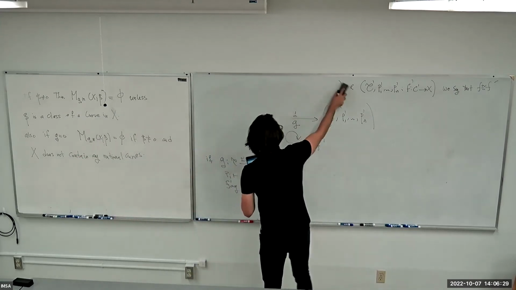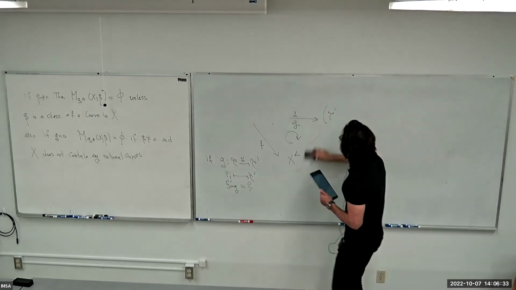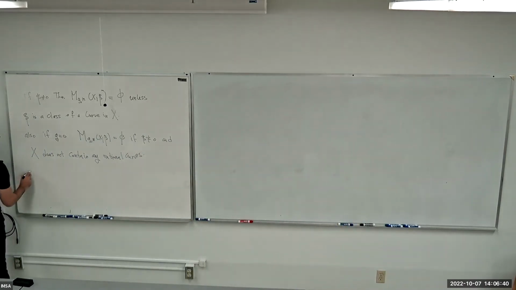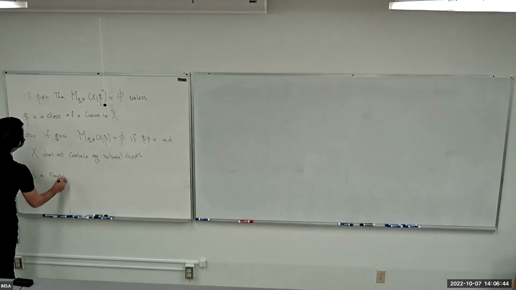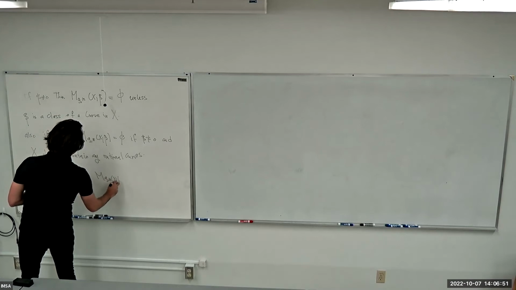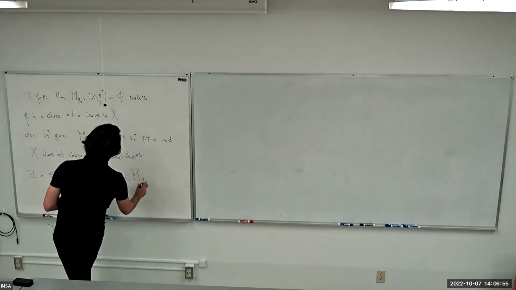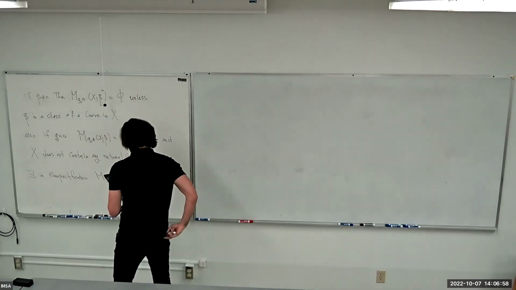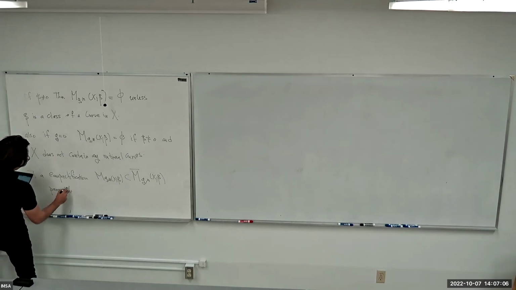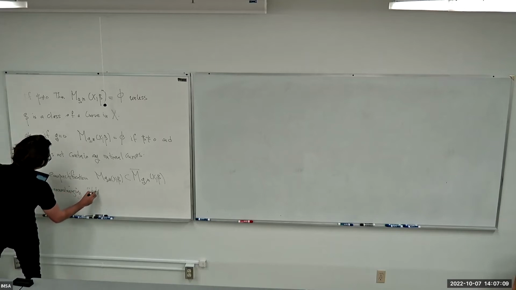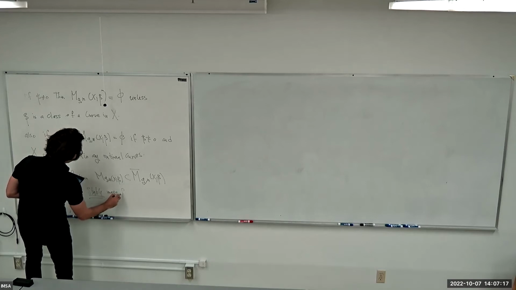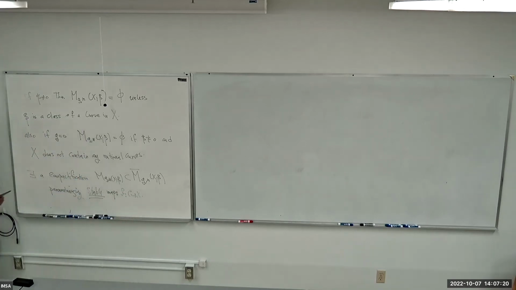Okay, and then fact 3. There exists a compactification of M_{g,n}(X, beta) landing inside M bar_{g,n}(X, beta), parameterizing what is called stable, not just maps, but stable maps. But I need to tell you what a stable map is.